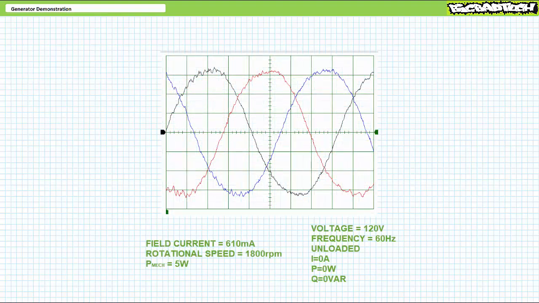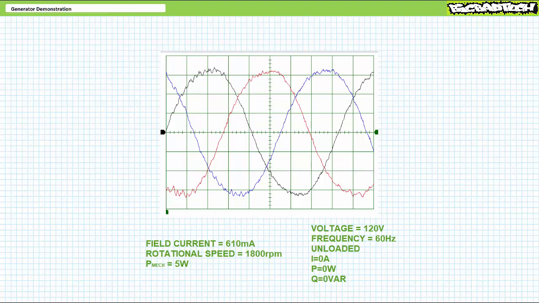When the constant speed prime mover starts turning the machine at 1,800 RPM and field current is set to roughly 610 milliamperes, we observe 3-phase AC at 60 Hz and a magnitude of 120 volts line to neutral. This is exactly what we want. We will try to maintain it during the course of this demonstration.